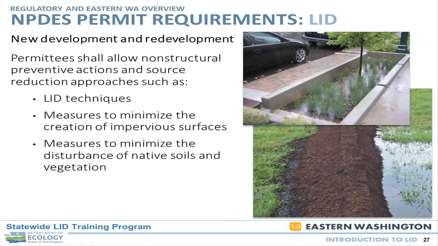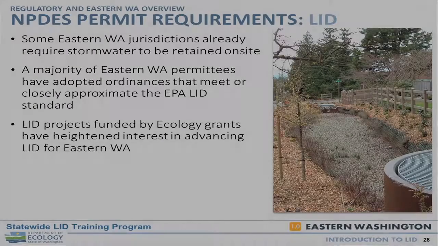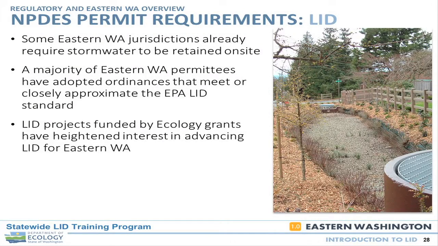By December 31st of 2017, Eastern Washington Phase 2 permittees must retain runoff generated on site for, at a minimum, the 10-year 24-hour rain event or local equivalent. Some Eastern Washington jurisdictions already require stormwater to be retained on site. So there are a lot of folks that are already doing this on the ground.